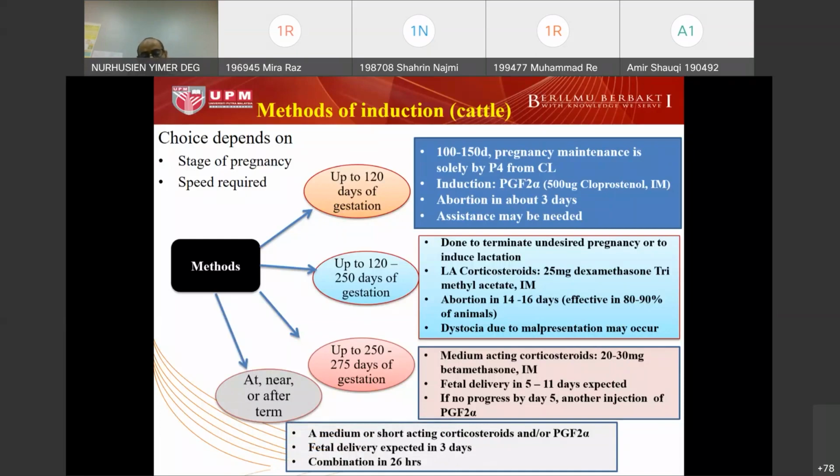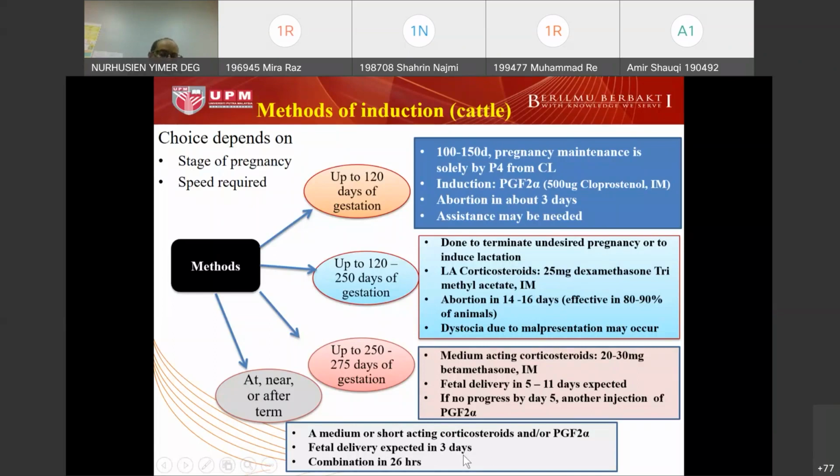Or maybe if you have already passed this timeline, meaning prolonged gestation, then you can consider the two, or a combination of the two, all right? A corticosteroid and/or PGF2 alpha. So we can consider these two. The best will be the combination, and it gives you a much faster response. So in this case, I would recommend using both PGF2 alpha and the medium-acting or short-acting corticosteroids. You can get a short response time of 26 hours when you give the combination.